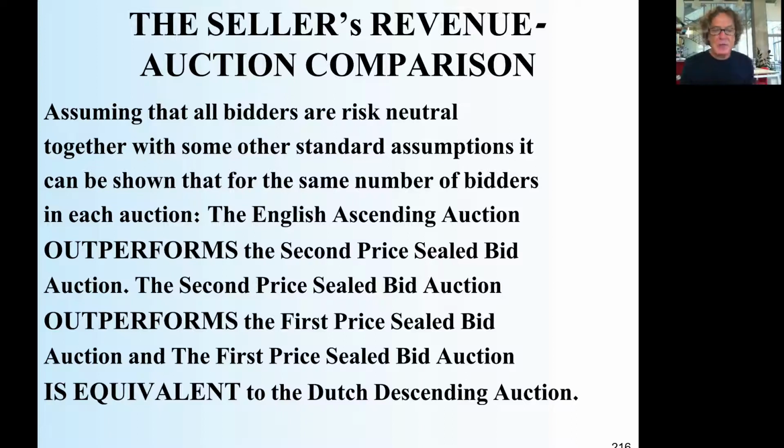The next topic in auctions is the seller revenue auction comparison. This is to compare the different types of auctions. In a private values case, it doesn't matter if we are playing the English ascending auction or the second price auction, or from that point of view, online auction.